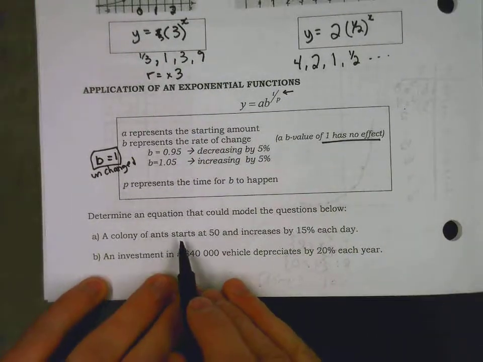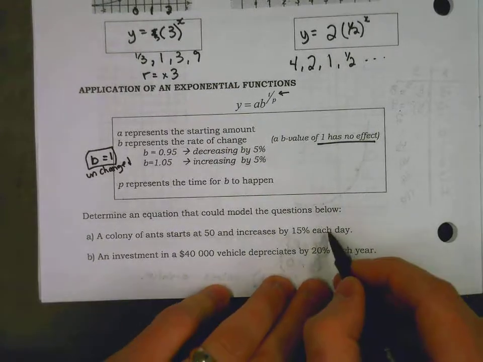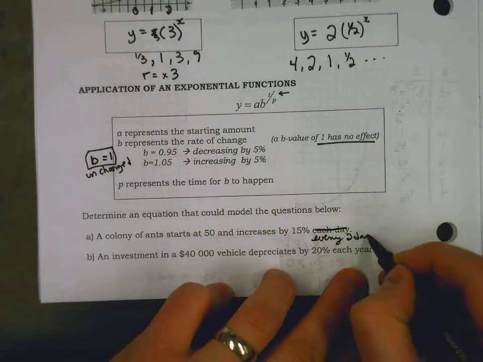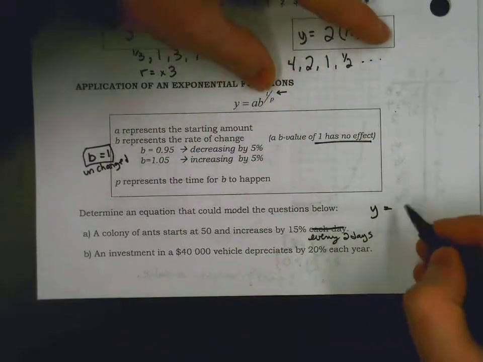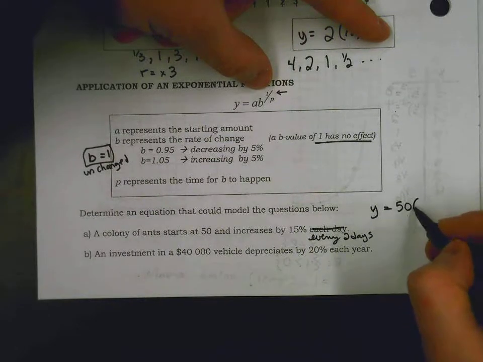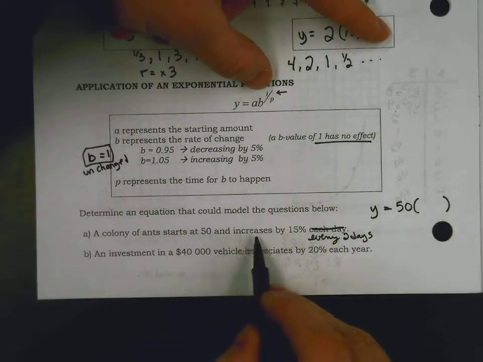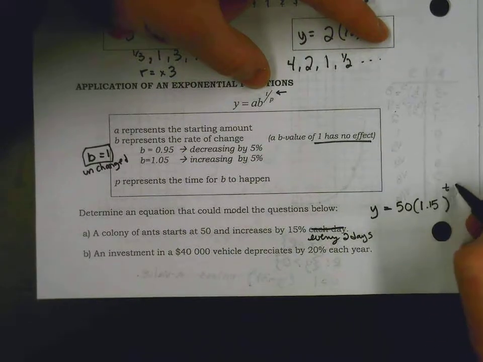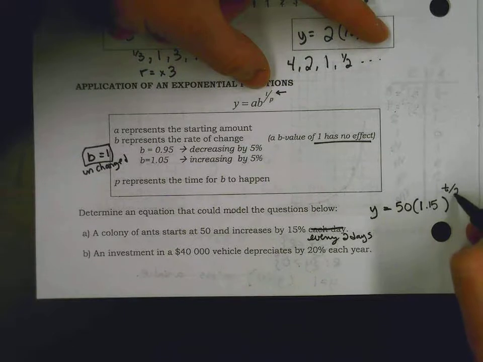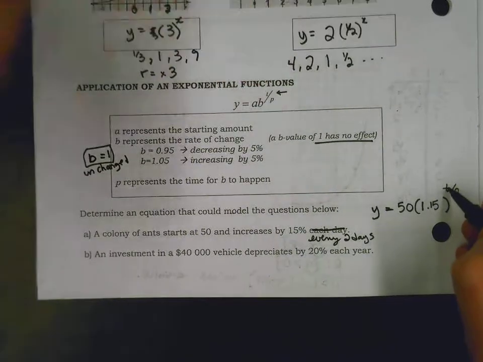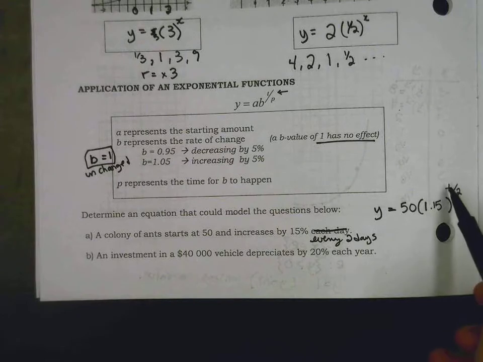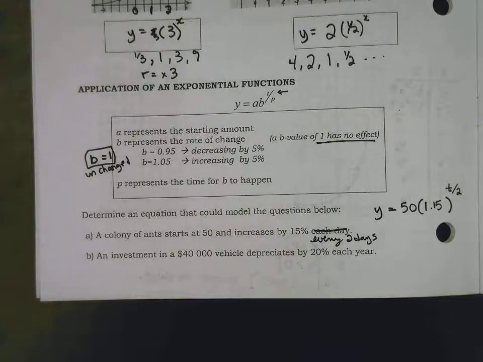A colony of ants starts at 50 and increases by 15%, let's say every 2 days. So we have this equation where there's an A starting amount, some base that increases by 15% every 2 days. Now my t value, my input, is a time in days. And now if I wanted to know how many ants will there be after 10 days, I plug 10 into the t, and out comes the number of ants.